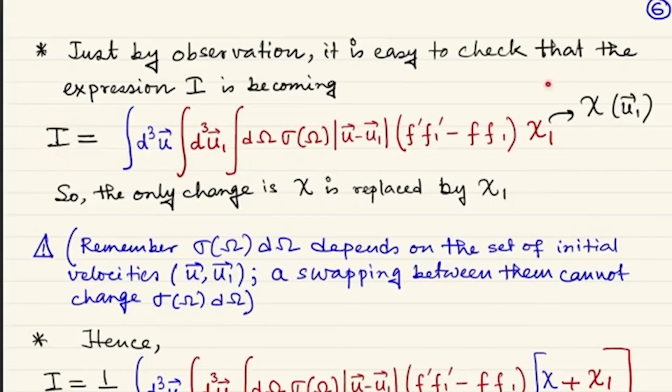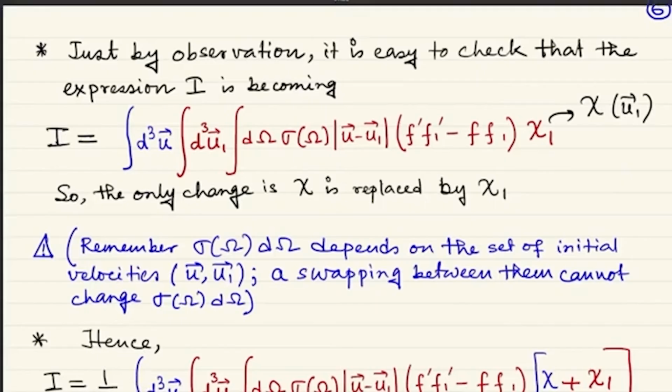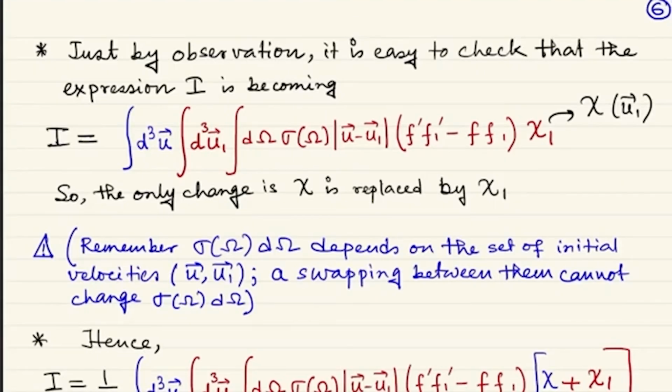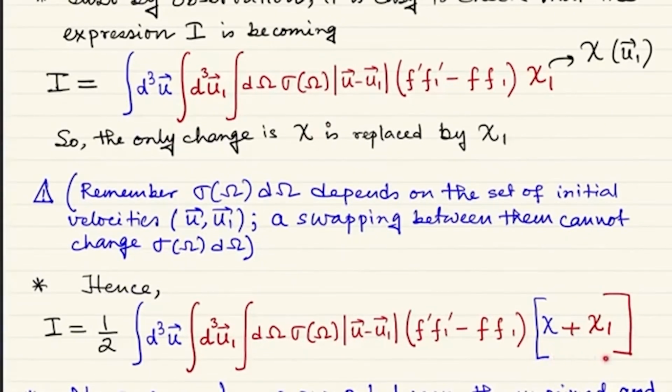So this will look like this. As both are I, I can now write it as half times a sum of these two integrations. That means all the other factors are common, and only I have a sum of chi and chi1.